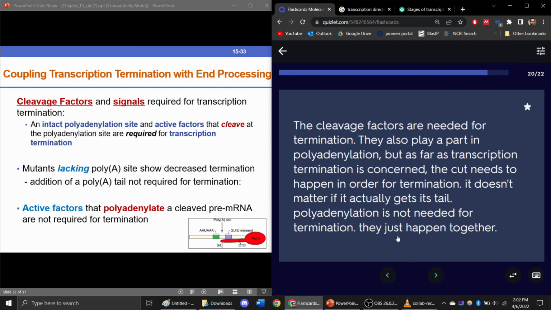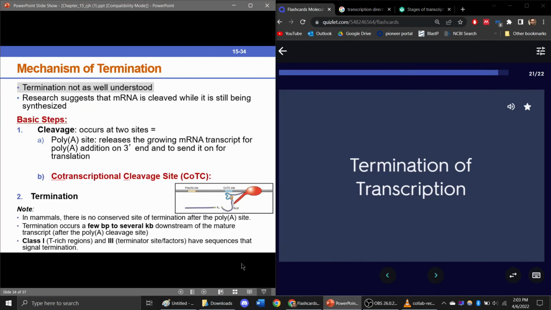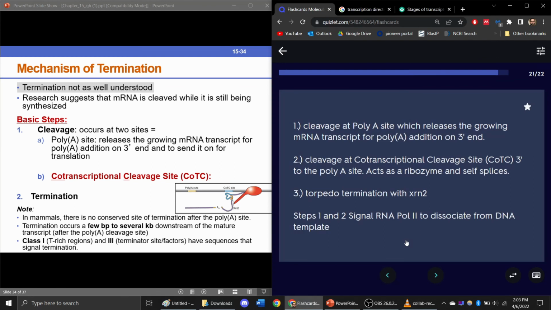Transcription termination couldn't be concerned less with whether the mRNA gets its poly-A tail. That's polyadenylation's job to do. But in order for transcription termination, you need those cleavage factors from polyadenylation. So I've just repeated the same thing like 5 times, but just to drill that point into the ground. So now we'll talk about termination of transcription. We're getting close to the end of the chapter. It's just one last little thing.